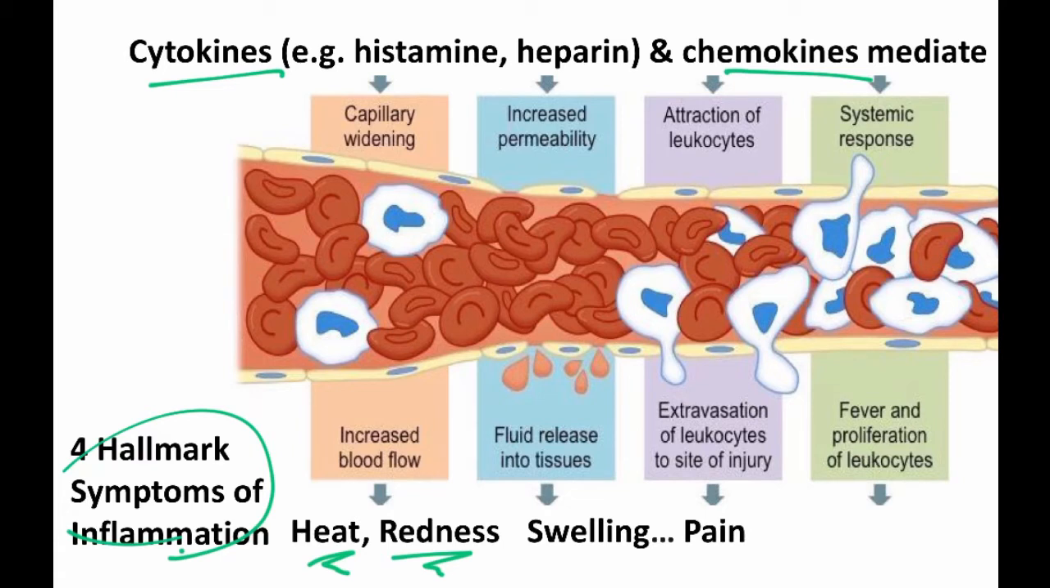That increased blood flow is also going to lead to redness. The increased permeability mediated by the cytokines is going to lead to increased fluid in the tissues, and then increased attraction of white blood cells, all of which are going to increase the volume of that tissue, causing swelling. And swelling is going to push on nerve endings that aren't normally stimulated, and that generates pain.